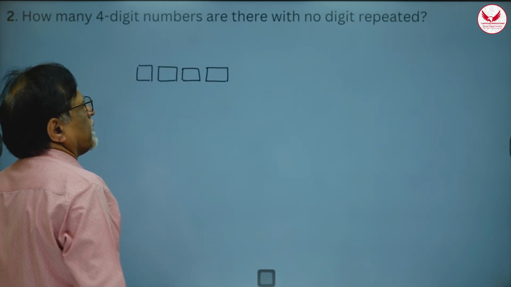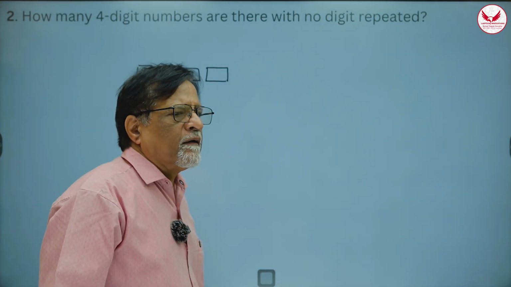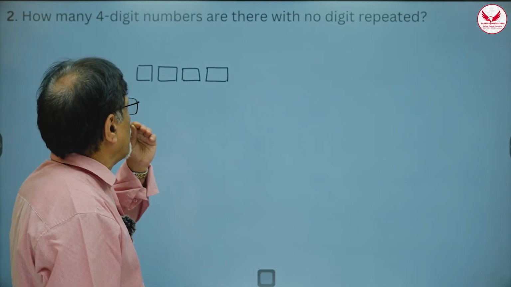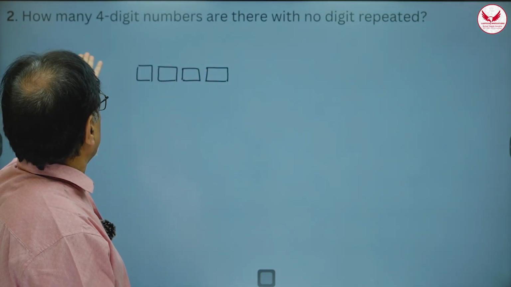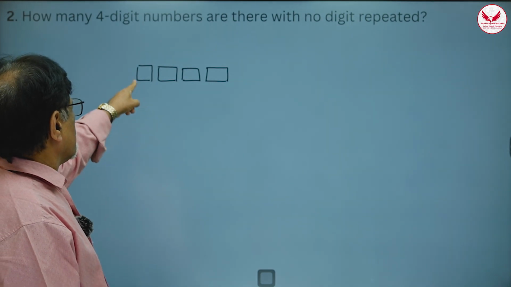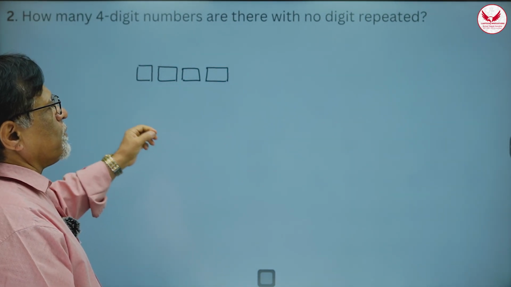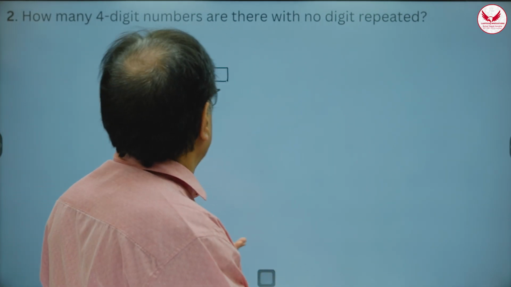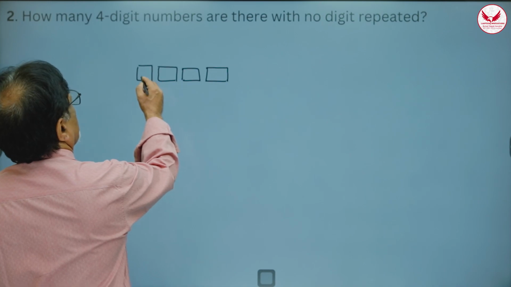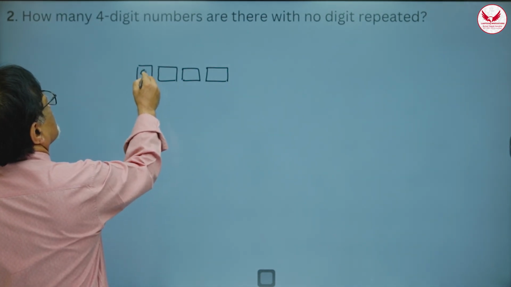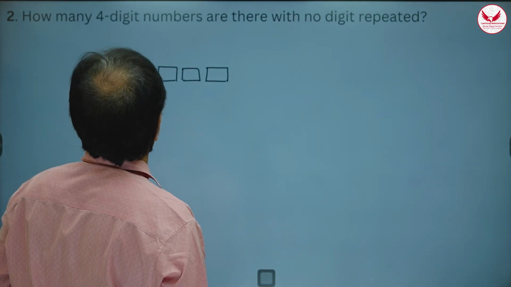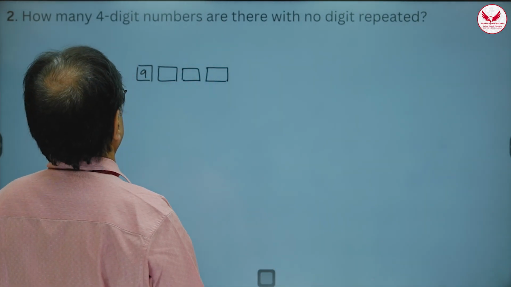Now you have to start looking at how many digits are available for filling the first place. Remember, the first place cannot be filled by 0 because if the number starts with 0, it will no more be 4-digited, it will be called 3-digited. So 0 cannot come here. So out of 0 to 9, 0 is gone. So how many numbers are available for the first place? The first place can be filled in 9 ways. Why? Because 0 cannot go there. There are 10 digits, but 0 is gone. So there are 9 digits available.